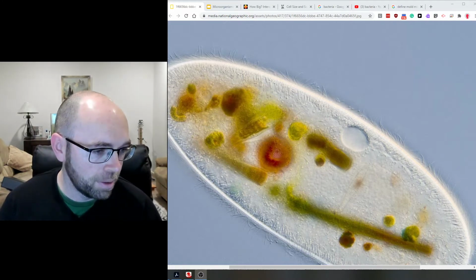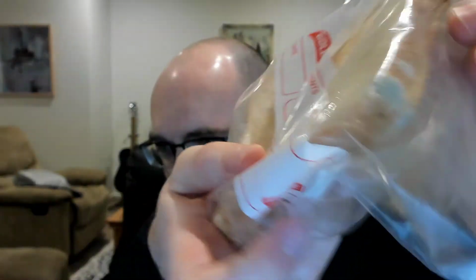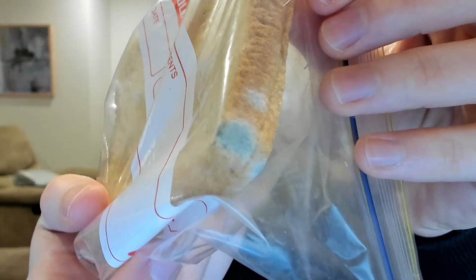I'll just switch over to my big camera here. My bread that I did last week, you can actually see I definitely have mold growing on it now. There's some moldy spots there, mold on this side, mold down there, and a big piece of mold in the corner here. So this bread is getting moldier and moldier.